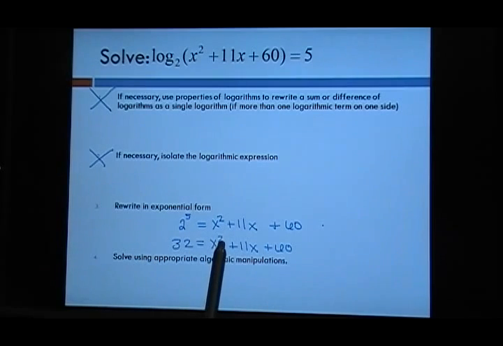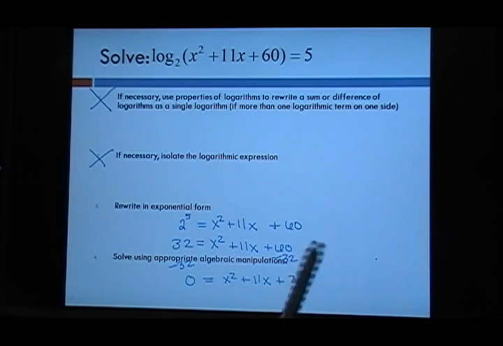So since this is a quadratic equation, an appropriate algebraic method will be to get one side equal to 0 and go from there. So I'm going to subtract my 32 from both sides. So I have 0 equals x squared plus 11x plus 28. So I can either factor or perhaps use the quadratic formula. Looking at this, I can see that it's factorable, so I'm going to go that route.